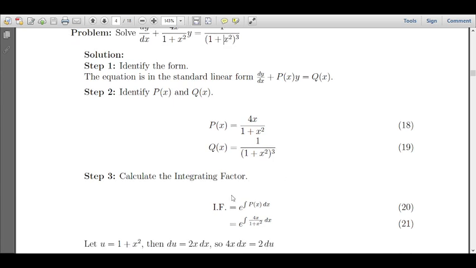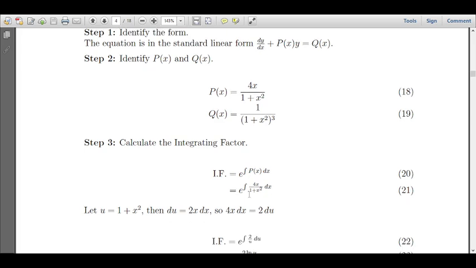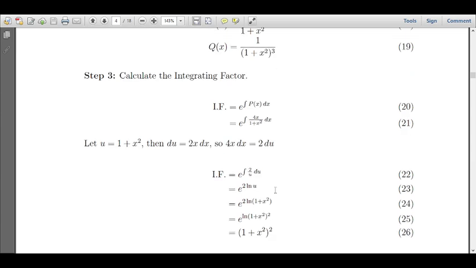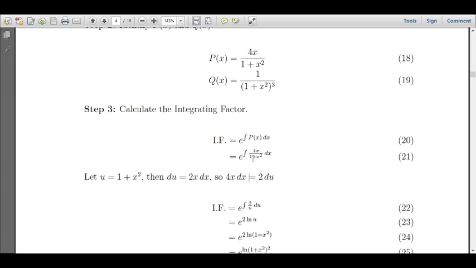Now calculate the integrating factor. Integrating factor equals e power integral p of x dx, and this is e power integral 4x by 1 plus x square dx. Now use the substitution. See, the denominator is 1 plus x square, and the differentiation of 1 plus x square is 2x, but the numerator is 4x, so we write 2 into 2x by 1 plus x square.